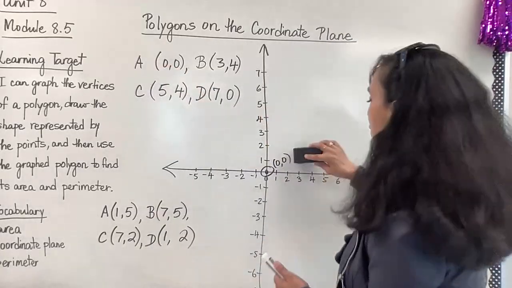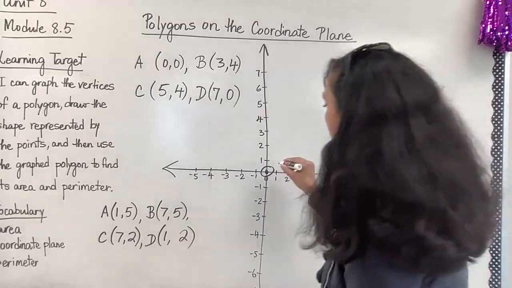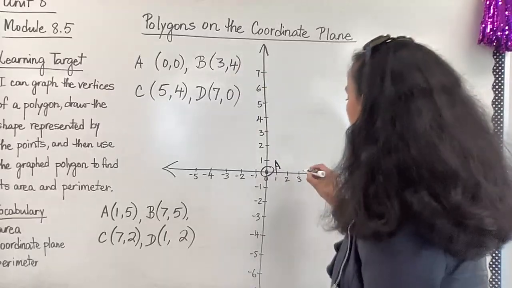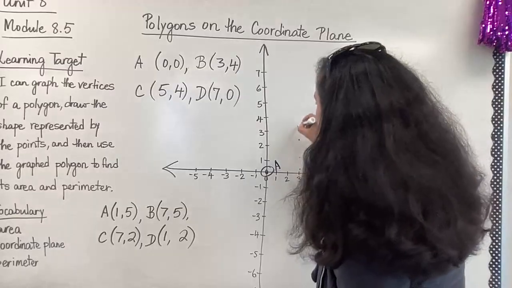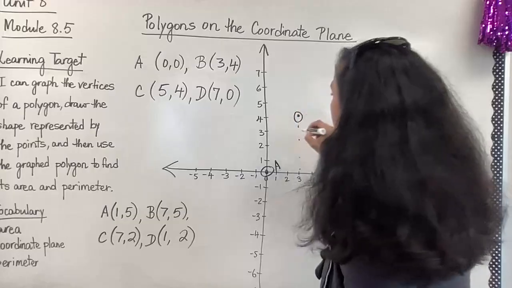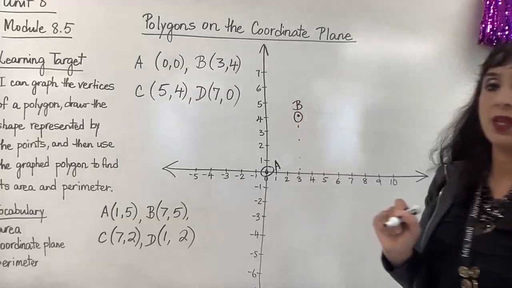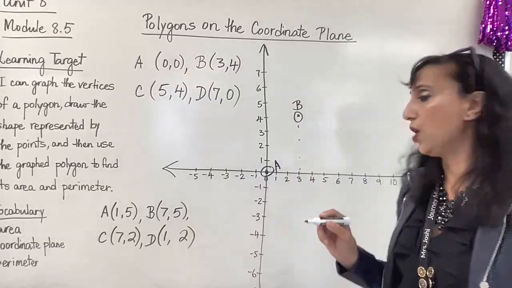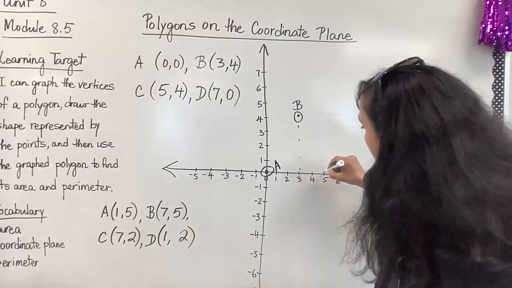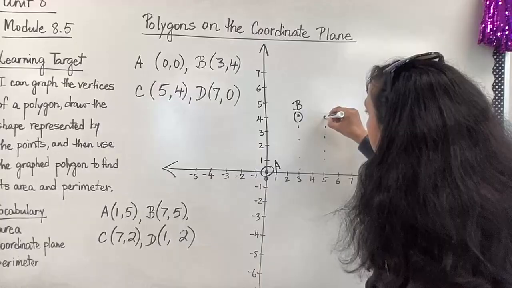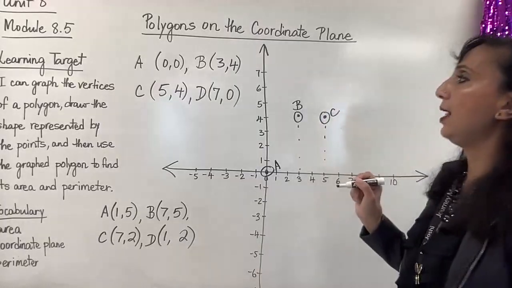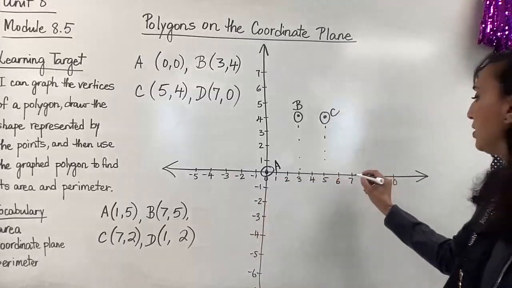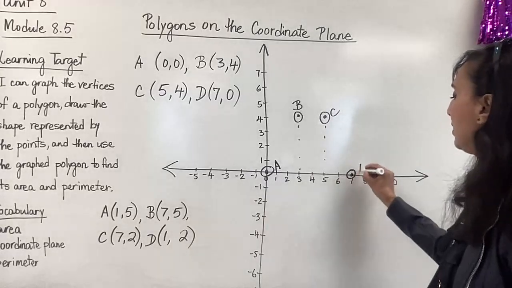I can also write this as point A. Then point B is 3, 4. So 3 here, and then I go up here, and this is 4. So this is my point B. And then C is 5, 4. So this is 5, and then I go here, and this is my 4. So this is C. And then I have D, which is 7, 0. So 7, 0 is here, and that is D.